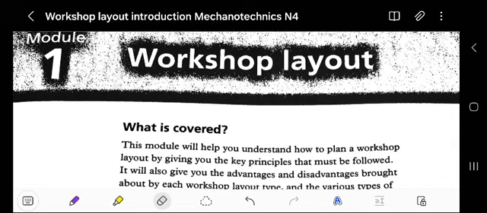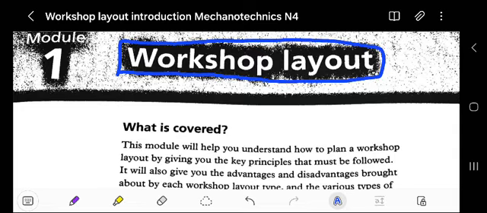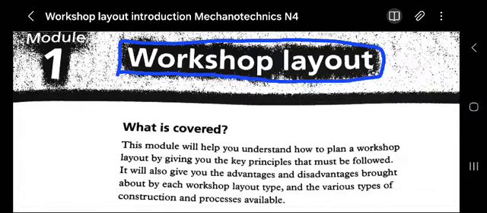Right. So this is module 1. We are given workshop layout. This is our main chapter, right? Workshop layout is module 1. Okay, what comes to your mind when you're talking about workshop layout? Okay, let us indulge here.